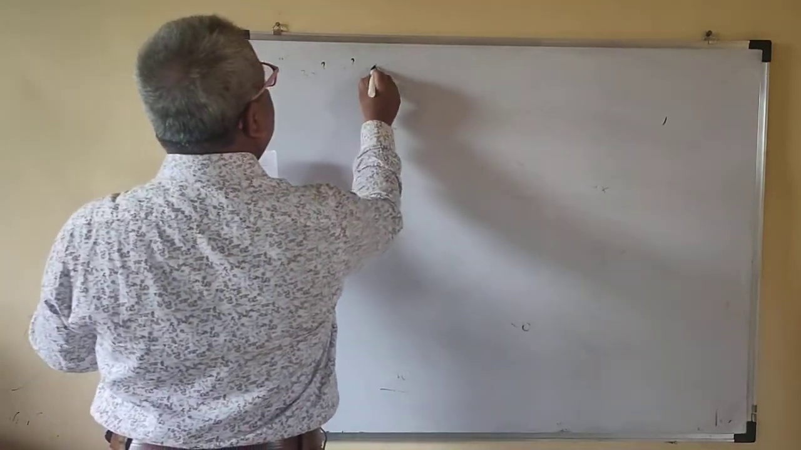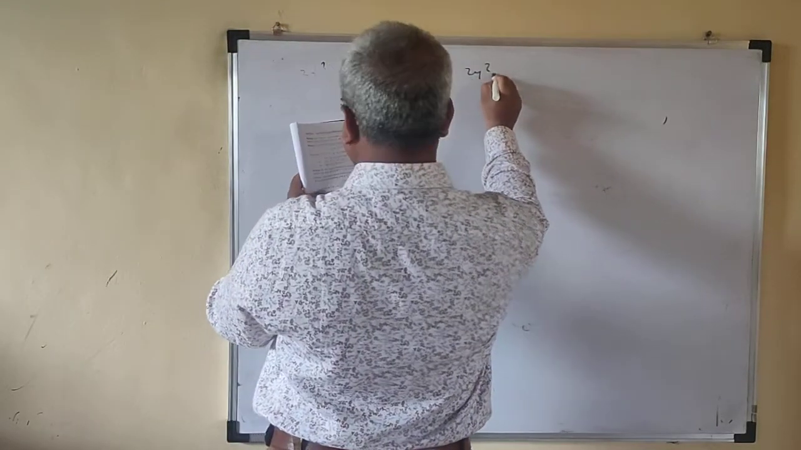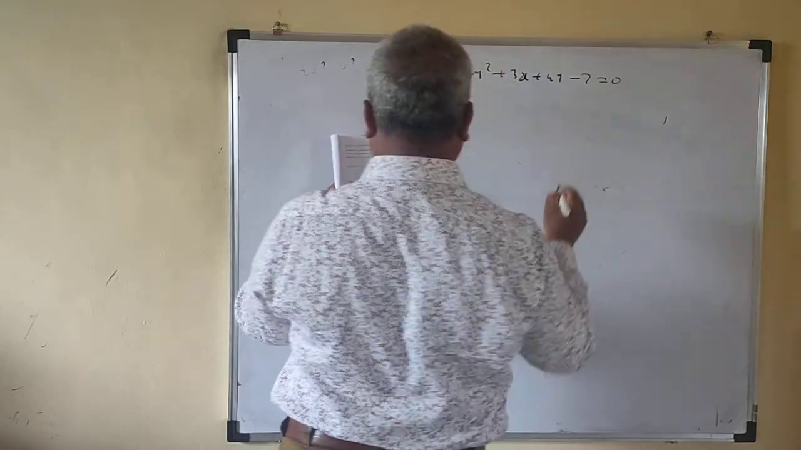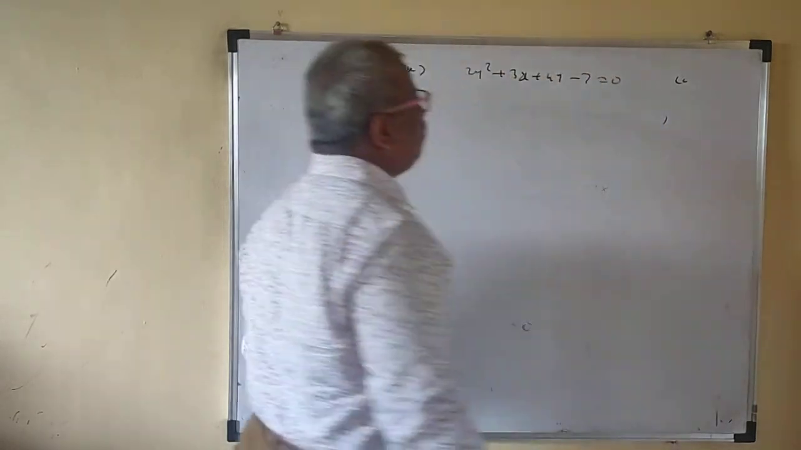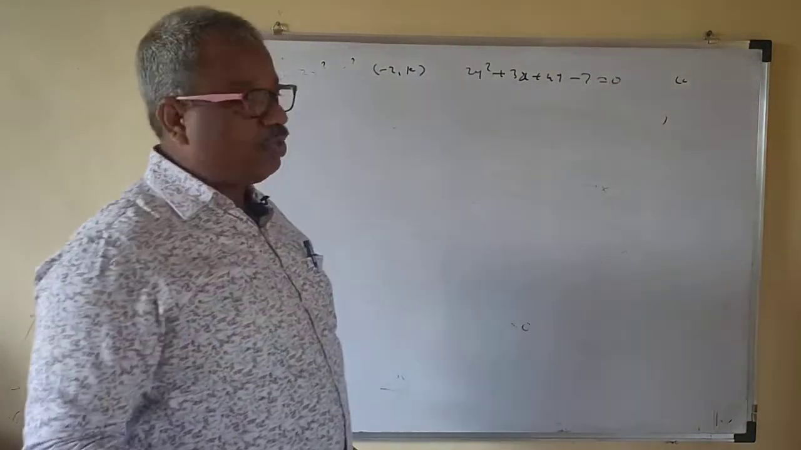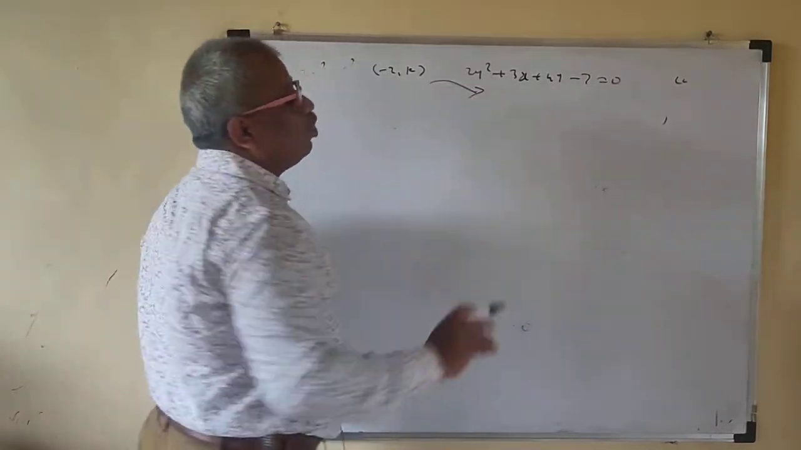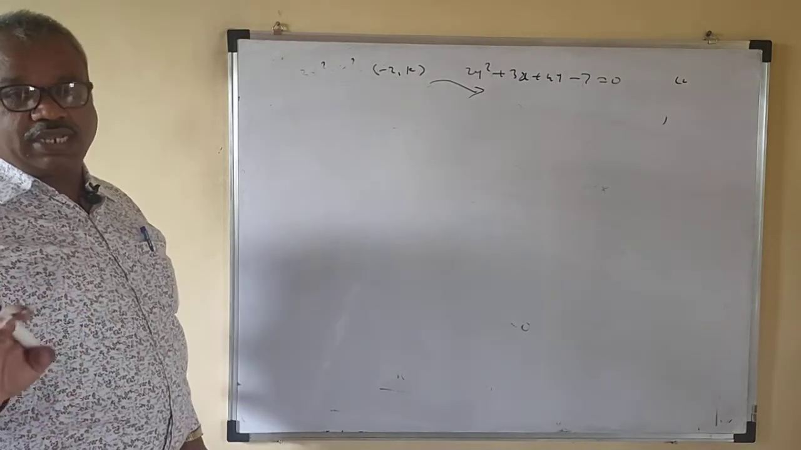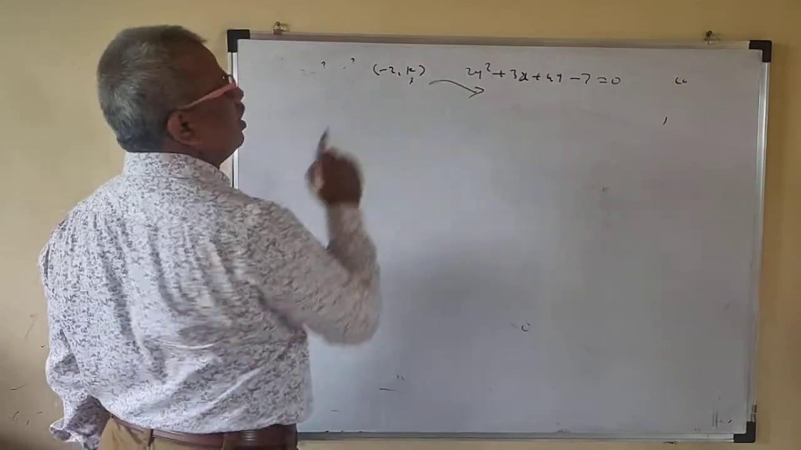Okay, so the origin is shifted to minus 2, k. And this is 2y square plus 3x plus 4y minus 70. What is the coefficient? The transformed equation will not contain the first degree term in y. That means your coefficient of y is 0, and you have to find the value of k now.